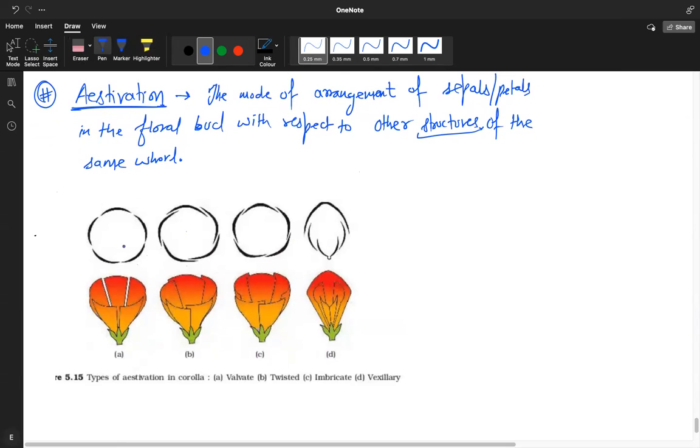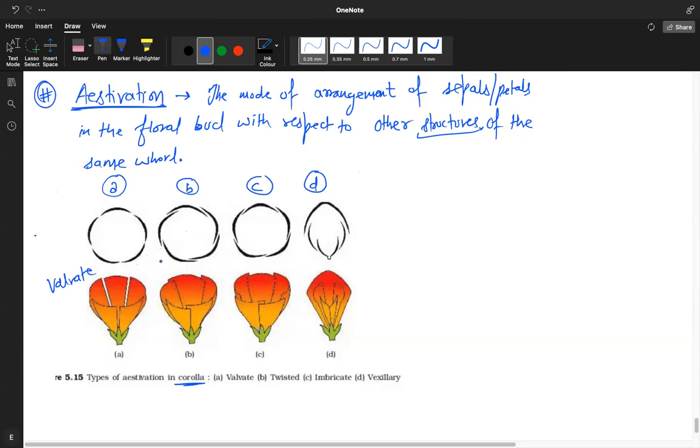So write down: types of estivation in corolla. Here we are talking about just the petals, the corolla. There can be 5 types, out of which 4 are shown here. We'll talk about the complex one. If you look from the top, the petals in this case are just touching each other but not overlapping. This is called valvate pattern, where they just touch each other but don't overlap.